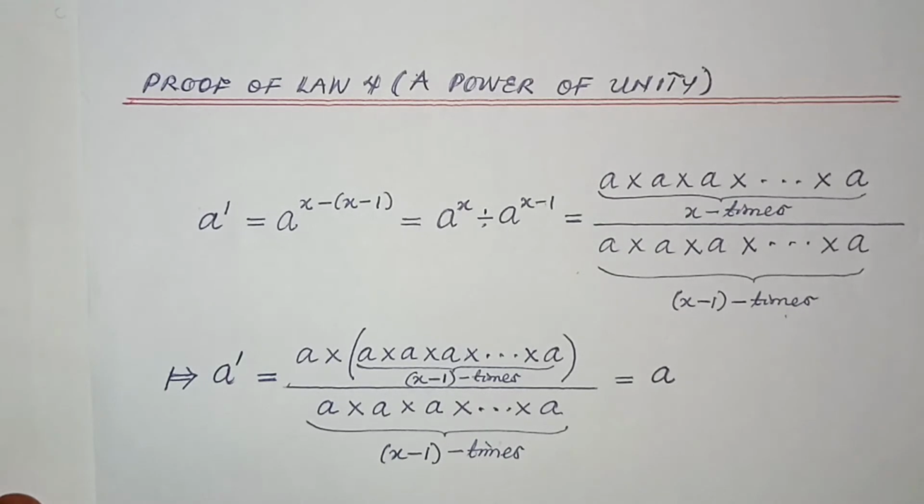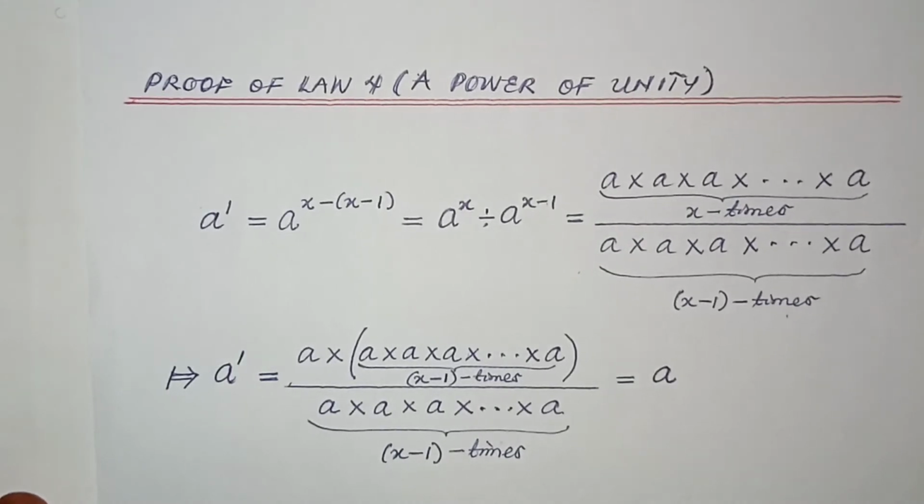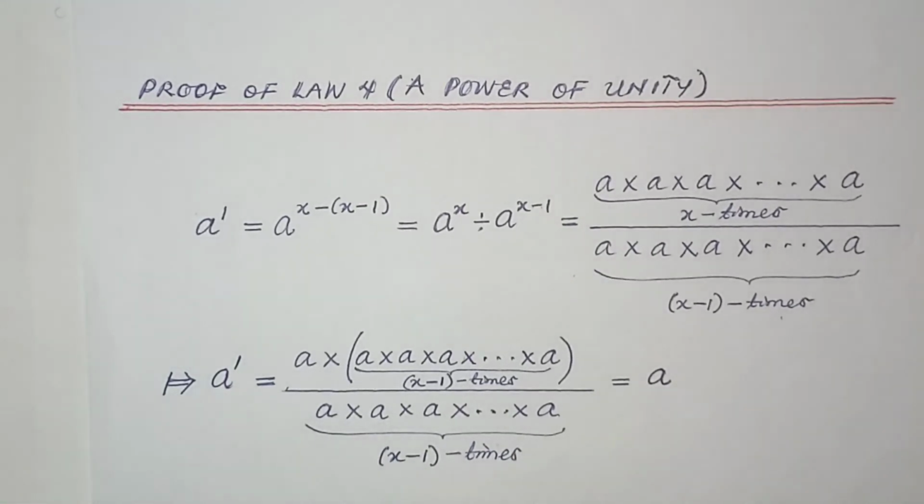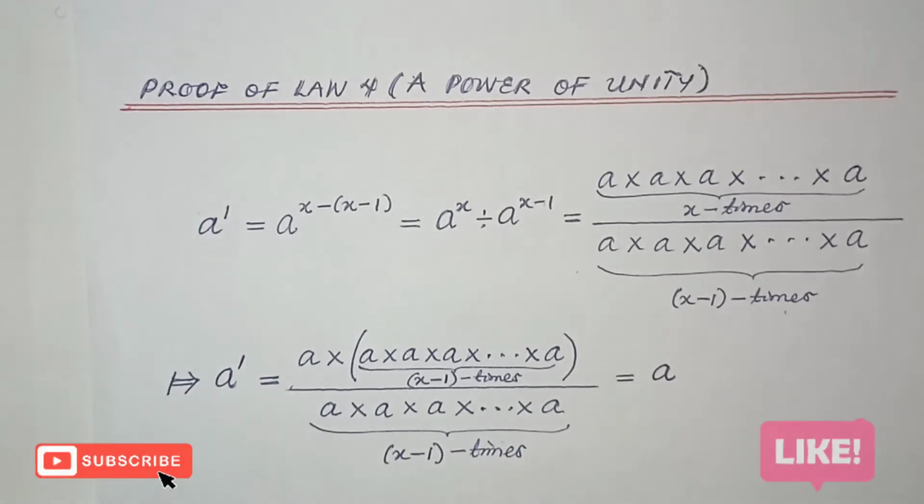Now let's go to law number 4, a power of unity. A raised to power 1 will return a. Anything raised to power 1 will return itself. So how is that true?